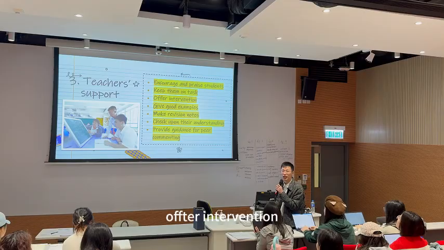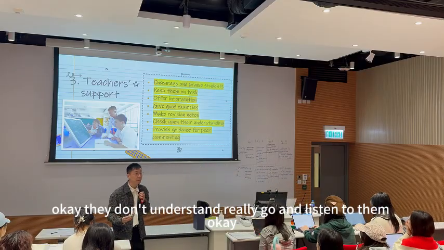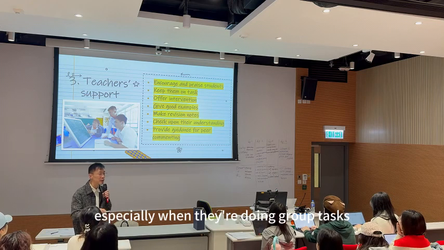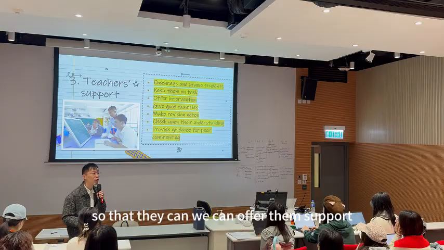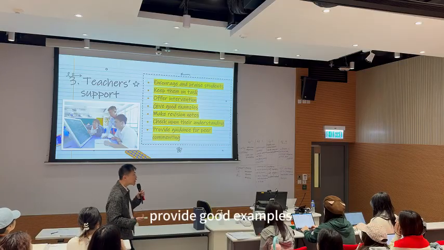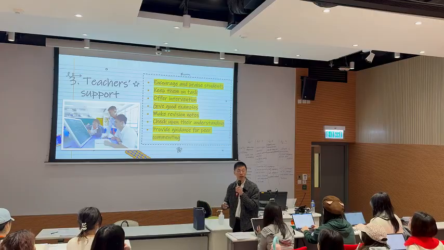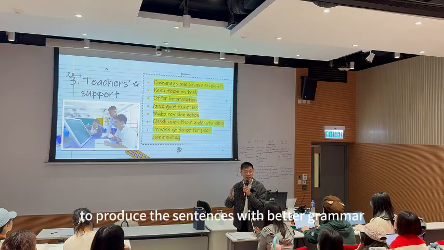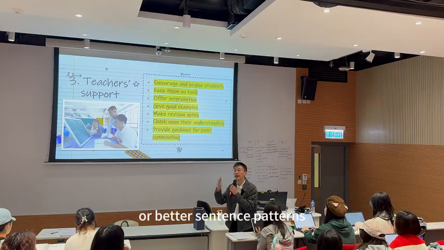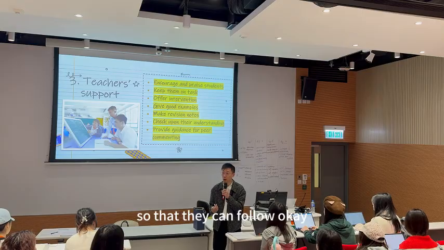Offer intervention. If you find that, okay, they don't understand, really go and listen to them. Okay, especially when they're doing group tasks, we really have to listen to them so that we can offer them support. Provide good examples. Good examples help them model, everything. If you want them to produce sentences with better grammar or better sentence patterns, you have to provide them a good example so that they can follow.